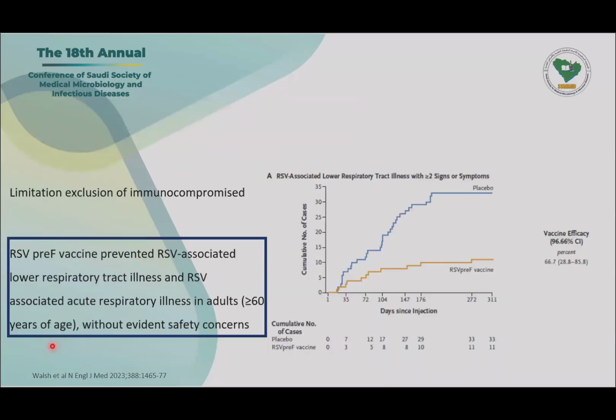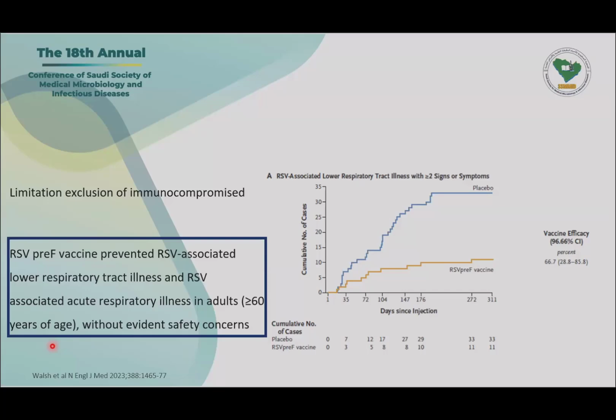This is the main result. Look at the Kaplan-Meier curve on the right side. The blue color is the placebo. The orange color is the RSV vaccine. And this is the number of cases with confirmed RSV-associated lower respiratory tract infections. Clearly, you can see that the vaccine was quite effective. The vaccine efficacy was 96% for those patients who received the RSV vaccine.